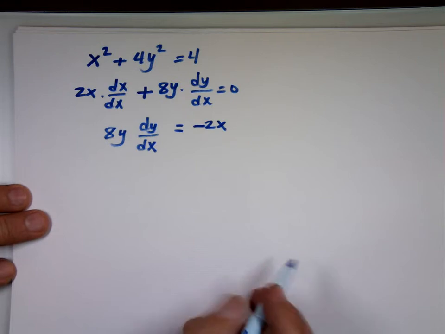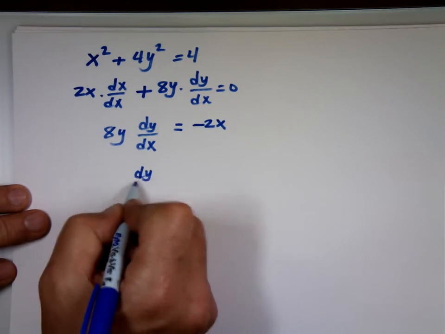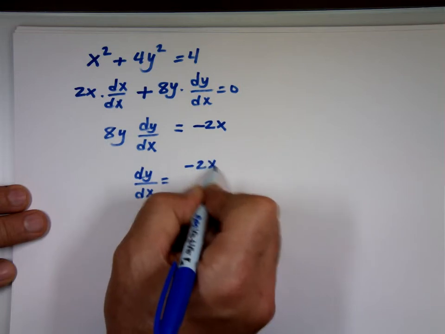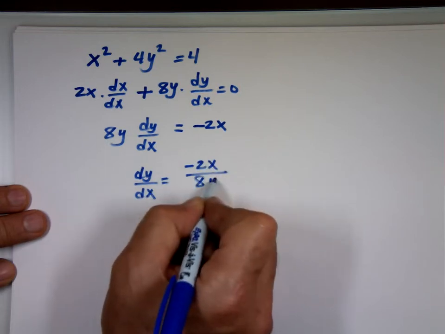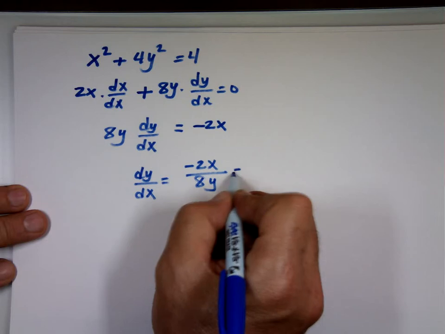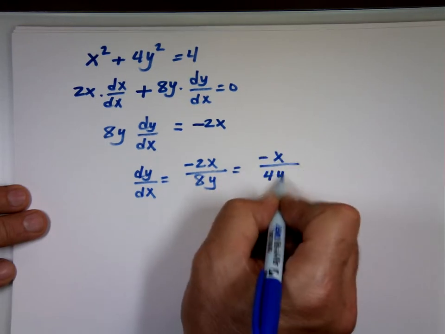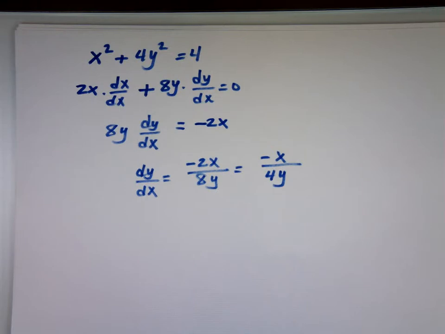Divide by 8y. Negative 2x over what? 8y. And that'll be negative x over what? 4y. Now that answer looks a little bit different.